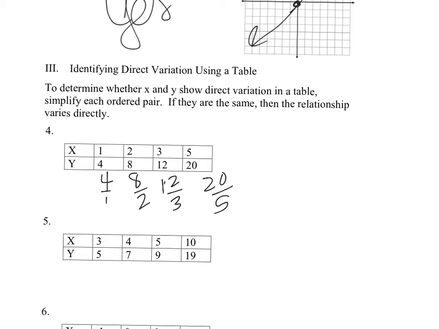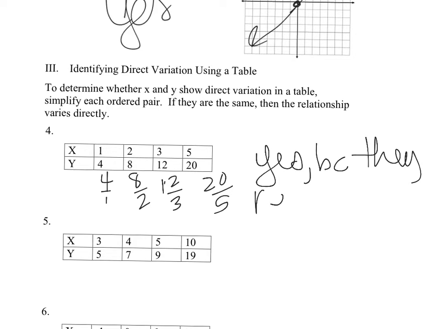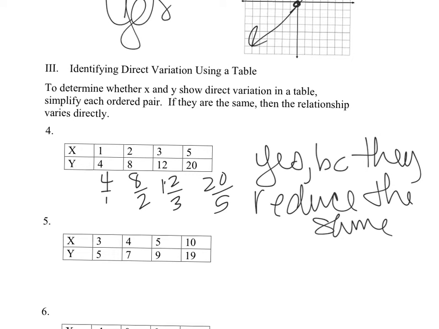Do these show direct variation? Well, let me reduce each and every one of them. And yes, they do. The reasoning behind it is that they reduce the same. Therefore, they're going to show direct variation. They are proportional to one another.